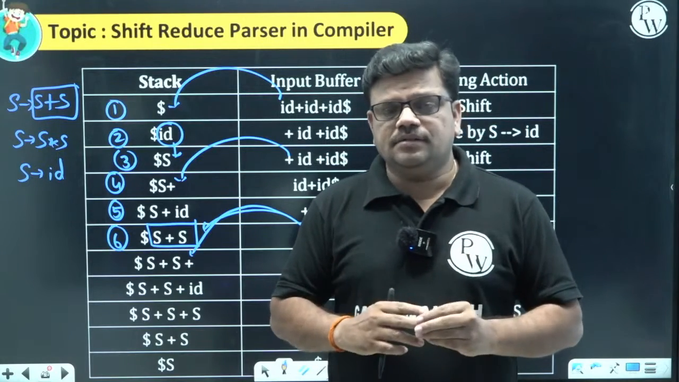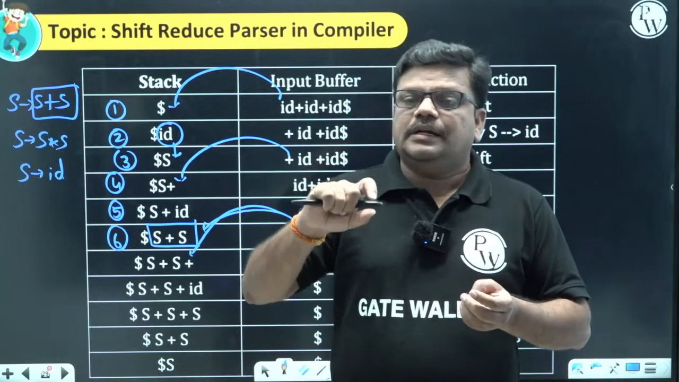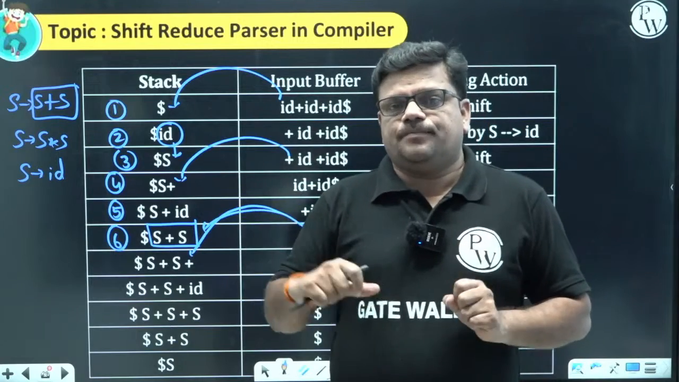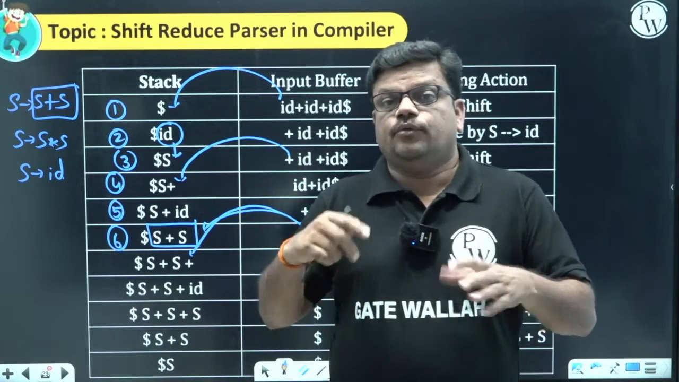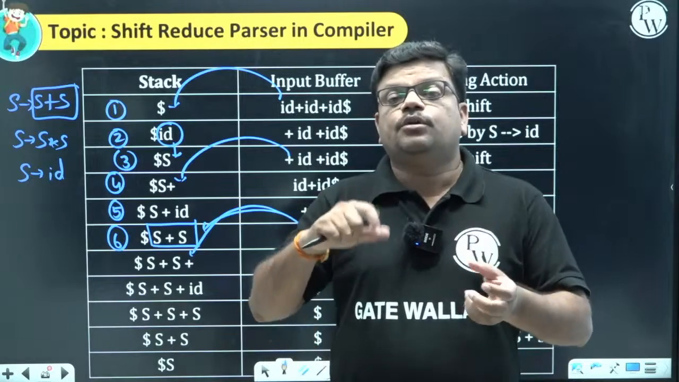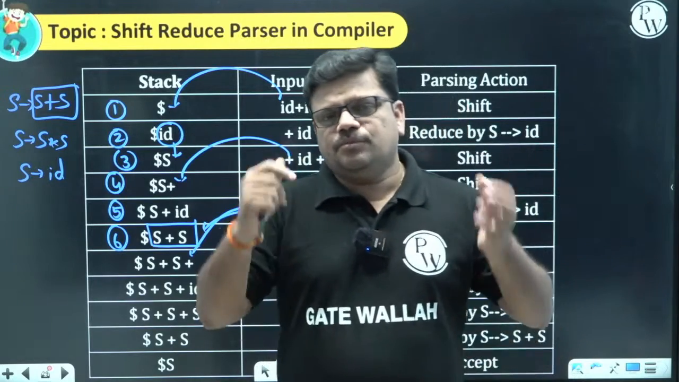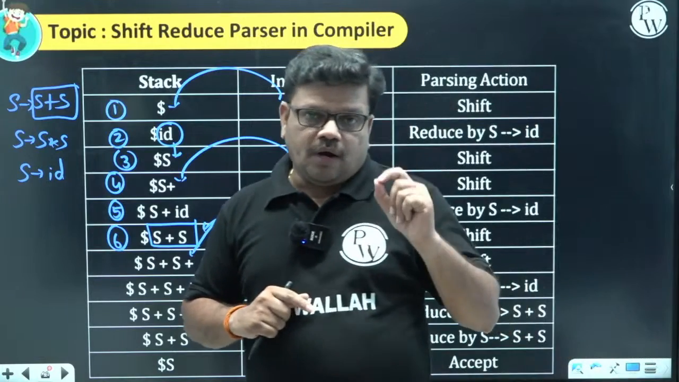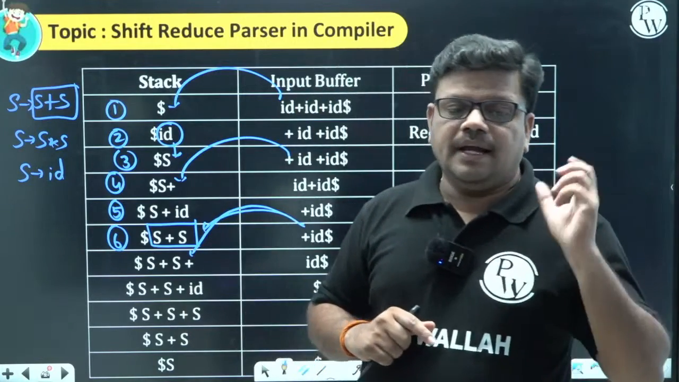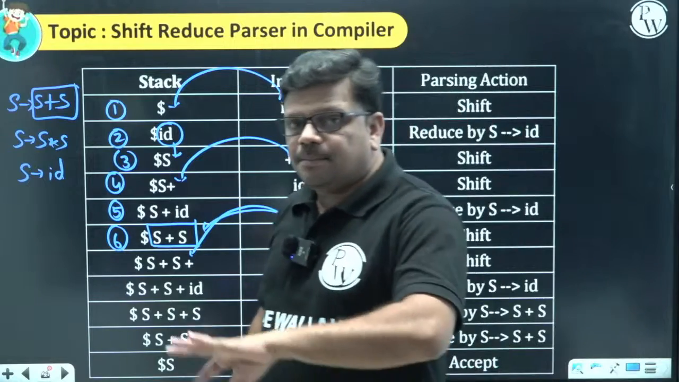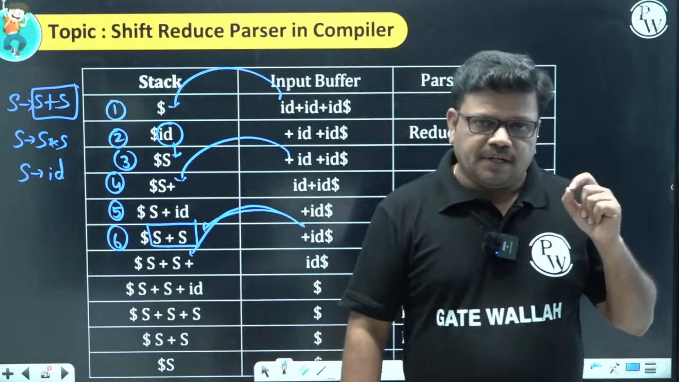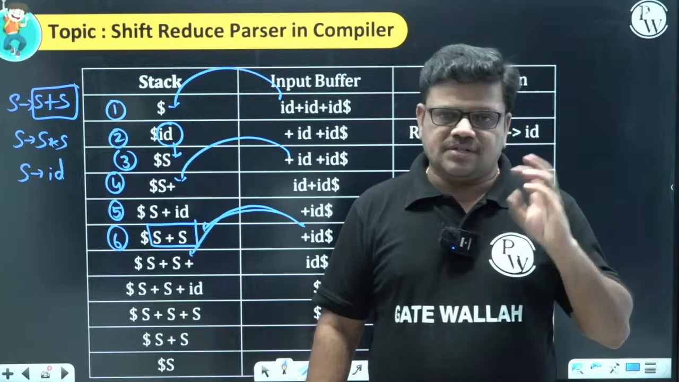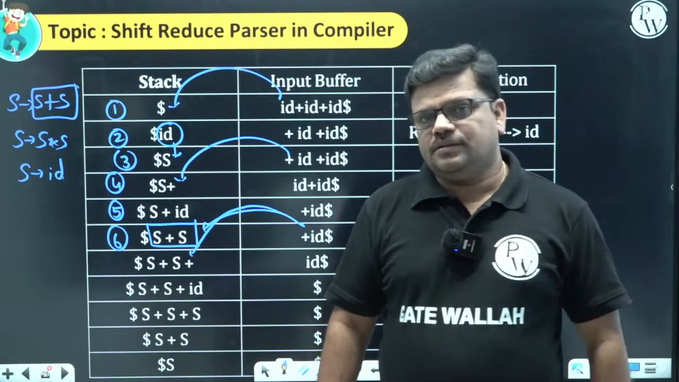The confusion is, now the situation, both possibilities are there. I can reduce, I can shift. Which one to take, which one to perform? That decision becomes very complex for the normal shift reduce parser. To avoid this, we are going for the LR parser. So LR parsing has a particular mechanism, a particular strategy, to handle these things.